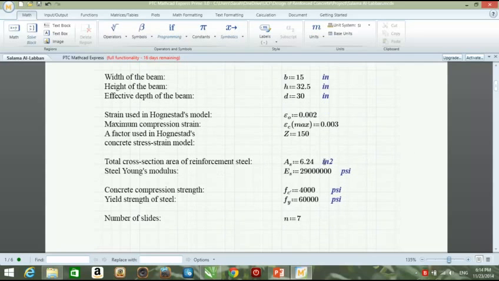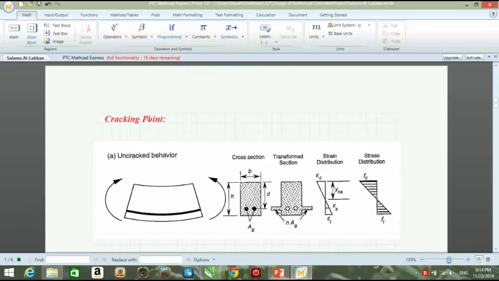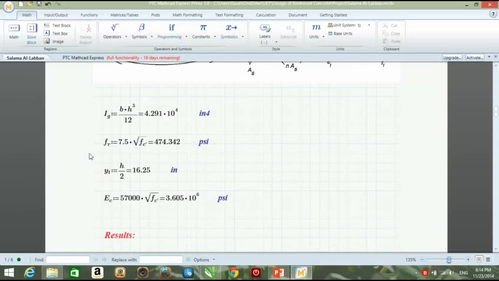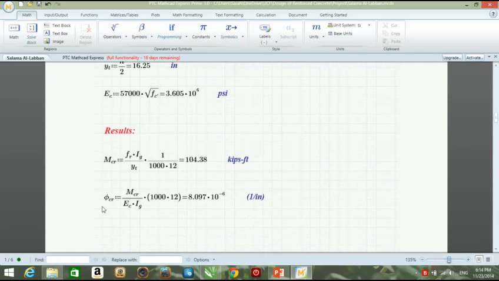As will be 6.24, Es will be 29 million, f'c will be 4,000 and Fy will be 60,000, and the number of sites will be equal to 7. This will be the first stage, the cracking point, and we calculate Ig by using this program, and fr and Ut and Ec. The result of the cracking moment and cracking curvature will be 1.4 and 8.097.